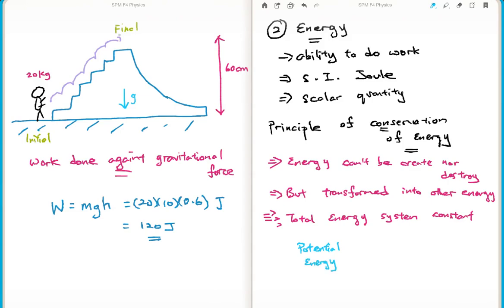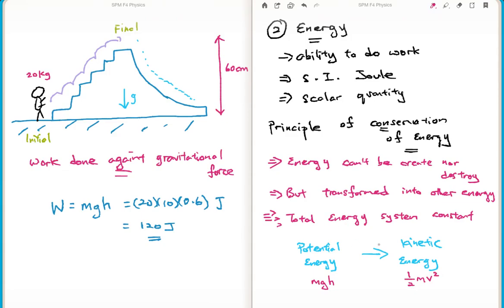What happens when it's potential energy so high up, when it comes down, glides down to here? It doesn't really matter, this is a curve. Once it came down, what happened during the process of coming down? All the potential energy would be transferred into movement, right? This is called kinetic energy. Where potential energy is mgh, all the energy will be transferred into kinetic energy, which is half mv squared. v is the speed.